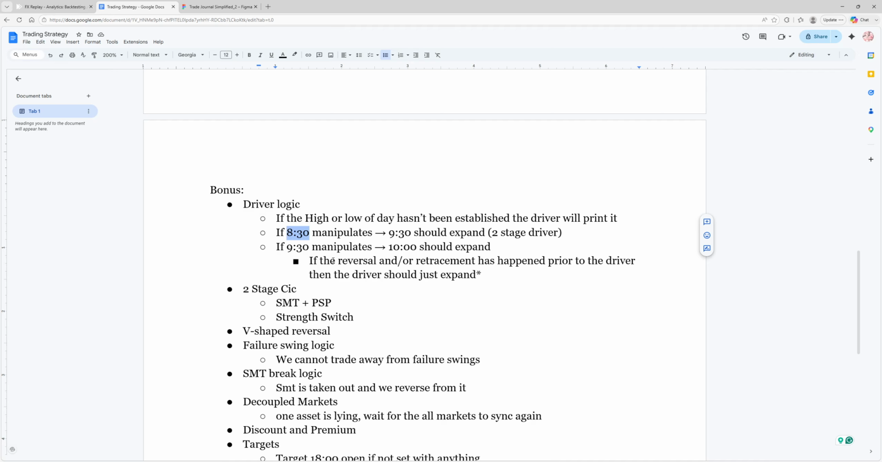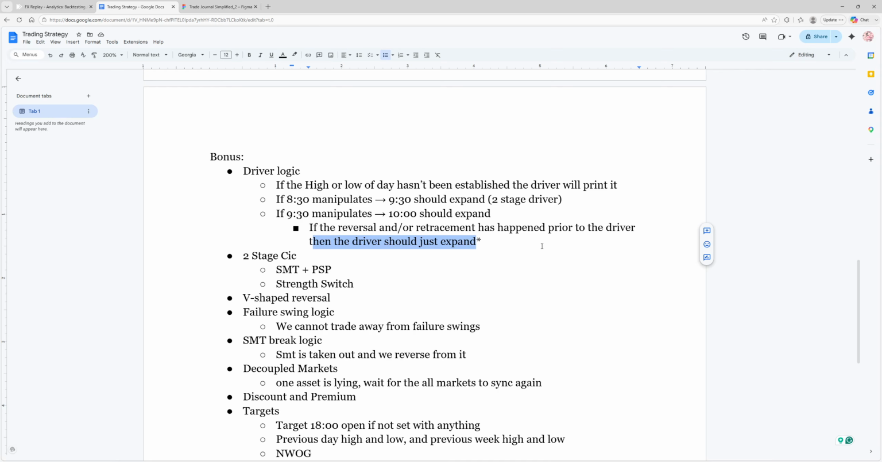So, how do you position yourself prior to a driver? You position yourself prior to a driver if the reversal and or retracement has happened prior to the driver, in which case the driver should just expand. So, what do you mean by reversal and retrace? If we have a swing point, otherwise known as a V-shaped reversal, and we retraced and we have a continuation already, like if we have the structure there, then the driver should just expand, assuming that we have a draw on liquidity, a target, right? So that's what driver logic is all about.